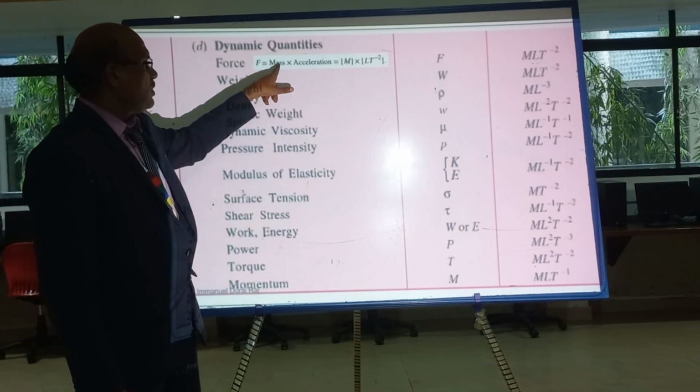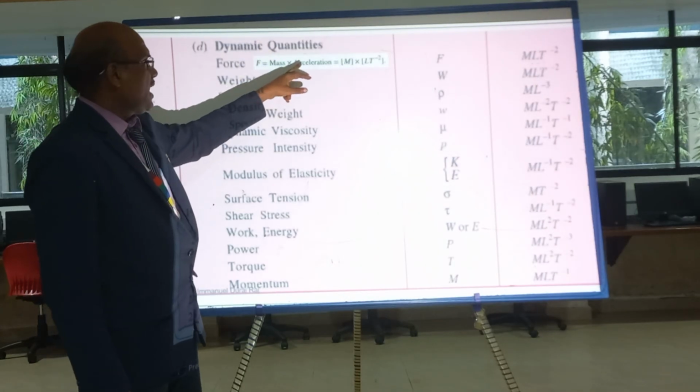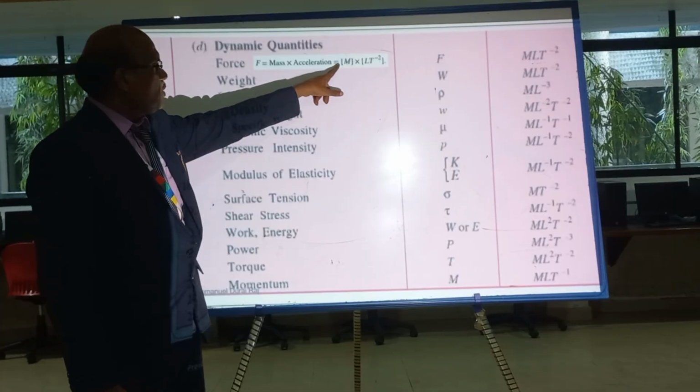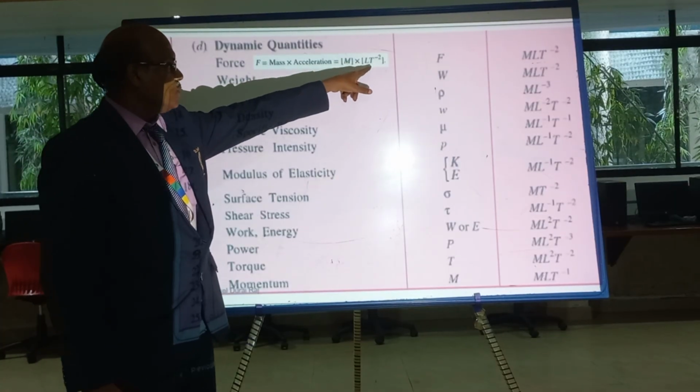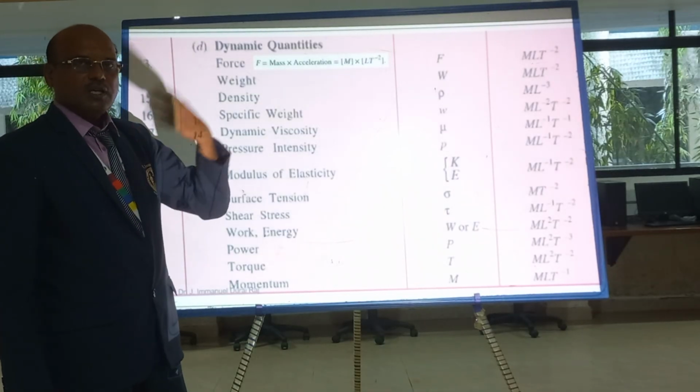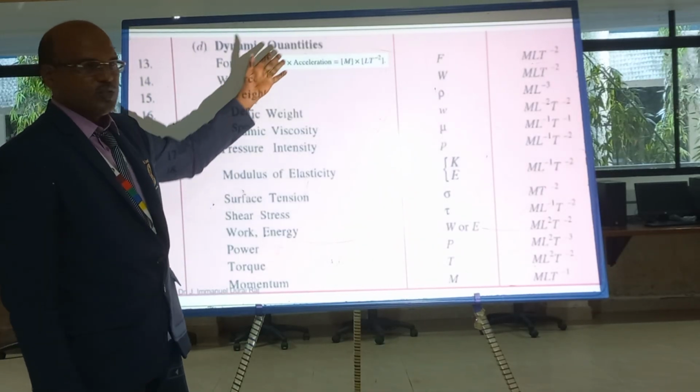So mass is kg, measured in M. Acceleration is meter per second square. So you take it as M L T power minus 2. If you are unable to find out what the dimension of force is, and you know the formula for force, you can find out the dimension.